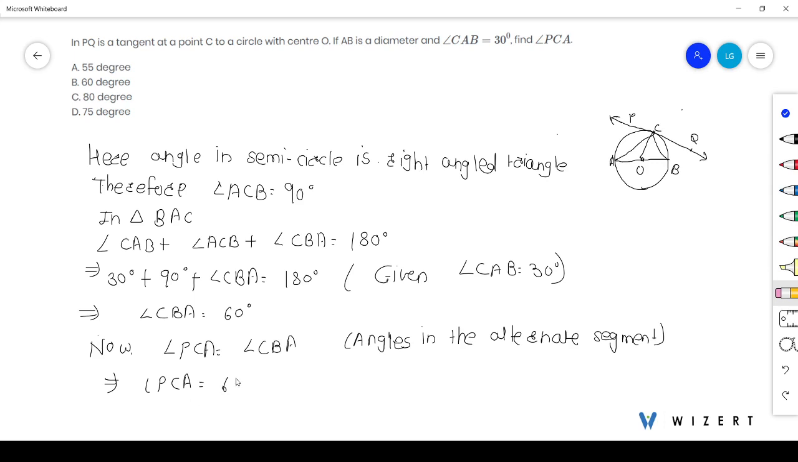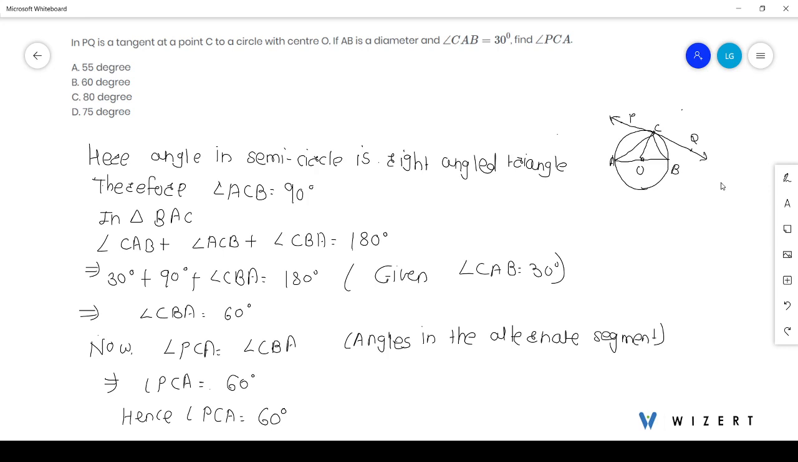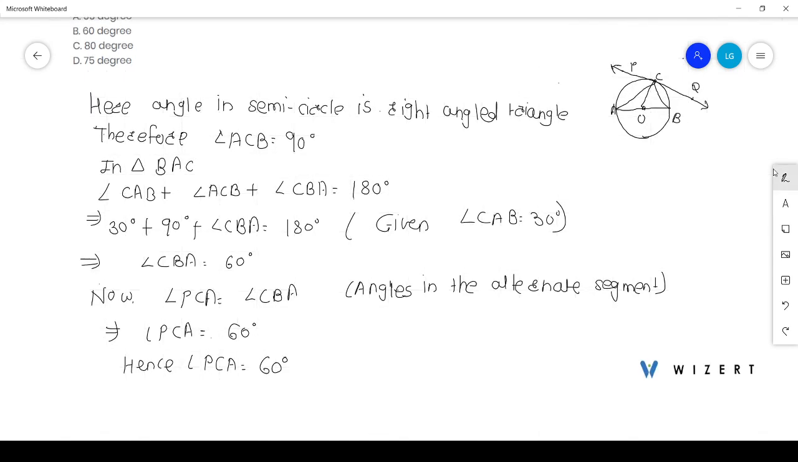Angle PCA equals 60 degrees. Hence, the measure of angle PCA is 60 degrees. From the given options, we have option B as 60 degrees.